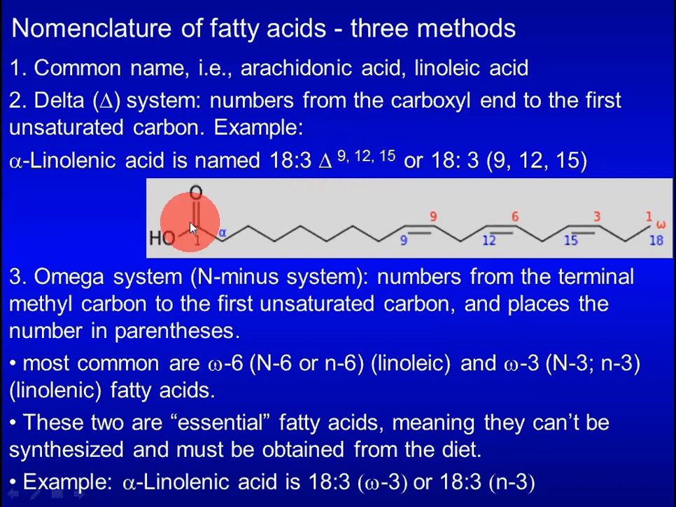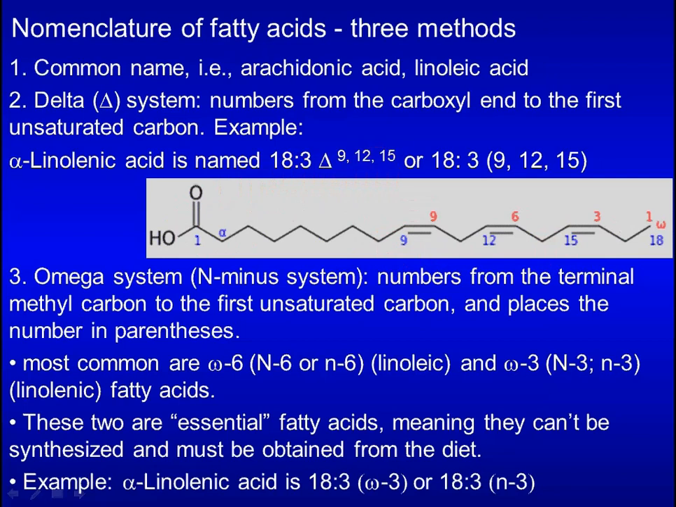For example, here is linolenic acid. It has 18 carbons and 3 double bonds, and the 3 double bonds are found at positions 9, 12, 15. So therefore, linolenic acid can be described as 18:3 delta 9, 12, 15.